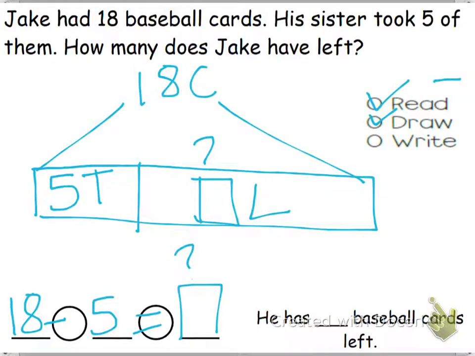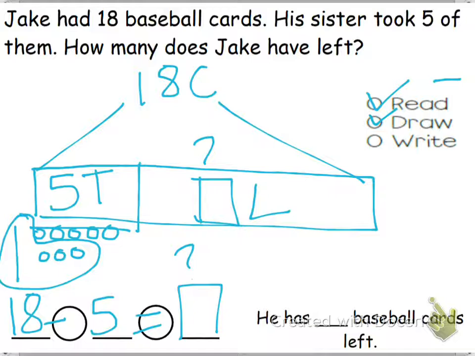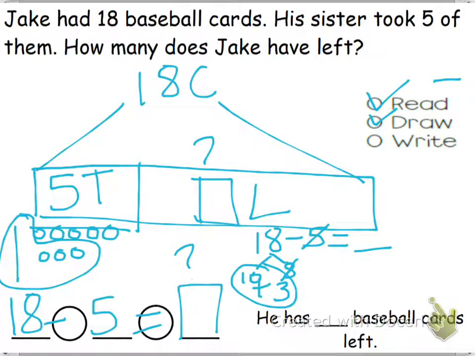So there's a few things that you could do here. You could draw 18 circles and take away 5, and you could count the rest. Or, since I don't have enough room on the bottom, I'll have to do it this way. Or you can do the decomposing strategy where you have 18, you break it apart into 10, 8. You take 5 away from 8, which is 3. 10 plus 3 equals 13. So we know that there's 13 left. So 18 minus 5 equals 13. He has blank baseball cards left. Well, he has 13 baseball cards left. Check.